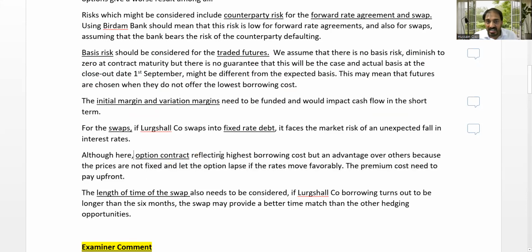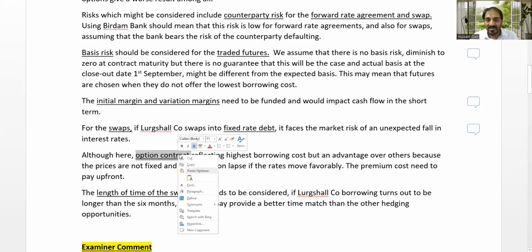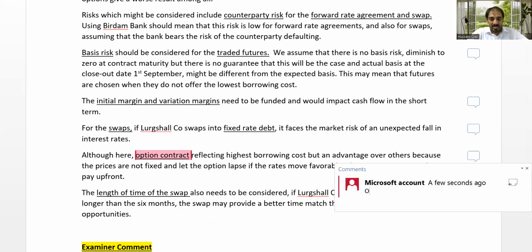Although the option contract reflects the highest borrowing cost, you have to develop the scenario of the option. Yes, it's the highest, but it has an advantage over others. Because prices are not fixed, you can let the option lapse if rates move favorably. But the premium cost needs to be paid. Option contract. Here, pure commercial acumen.